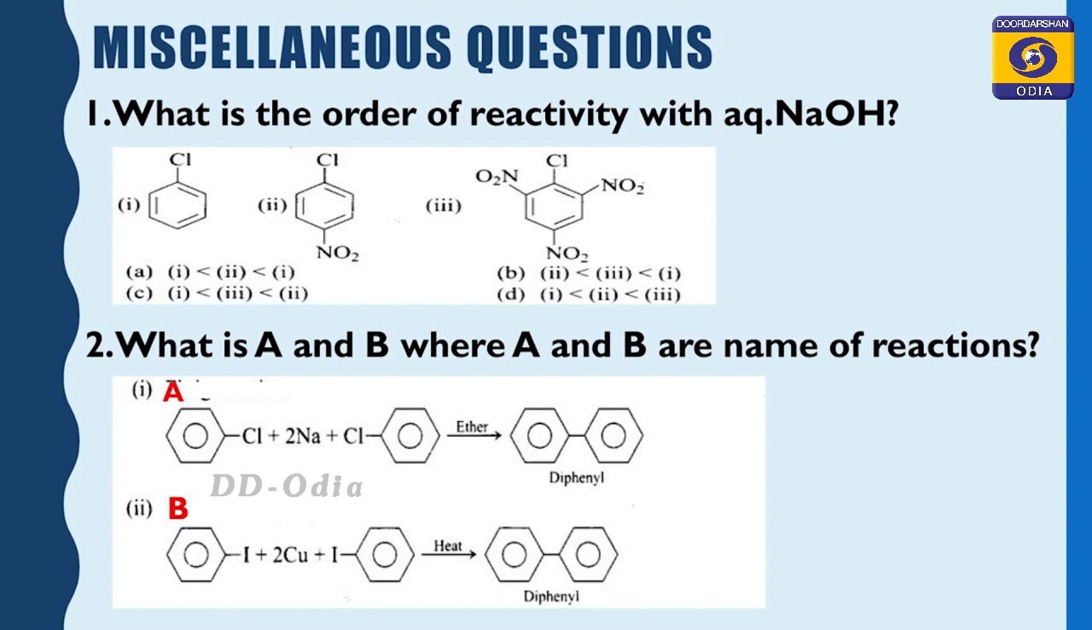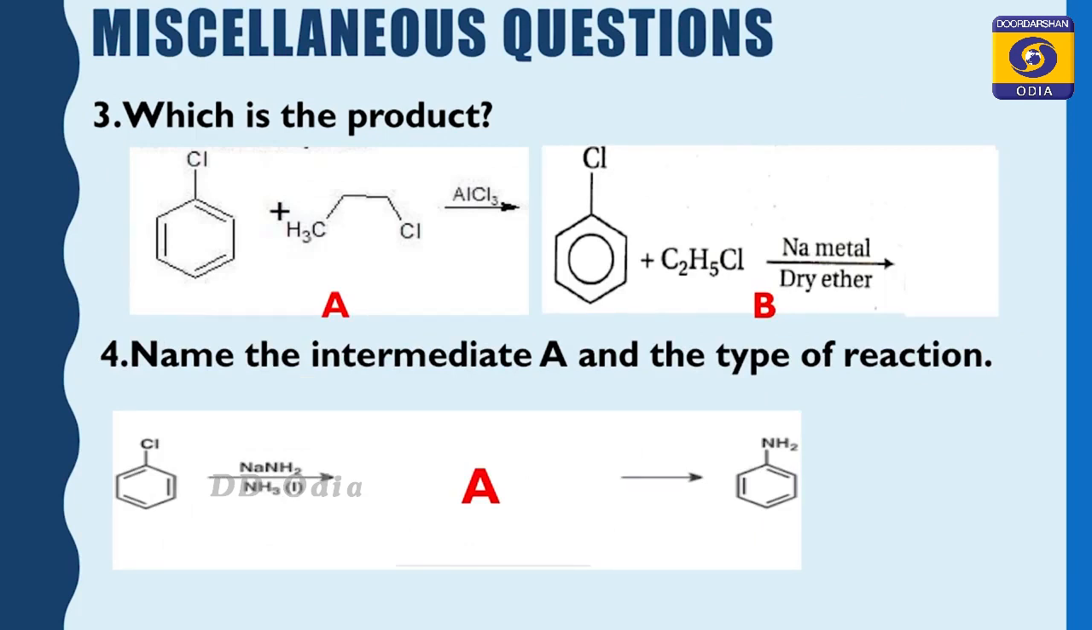Okay. Then second question, what are A and B, where A and B are the names of the reactions? So, it is just to identify the reaction. The first, A, is nothing but our favorite Fittig reaction, and the second one is Ullmann's reaction. Then question number 3, what is the product when chlorobenzene reacts with propyl chloride in presence of aluminum trichloride?